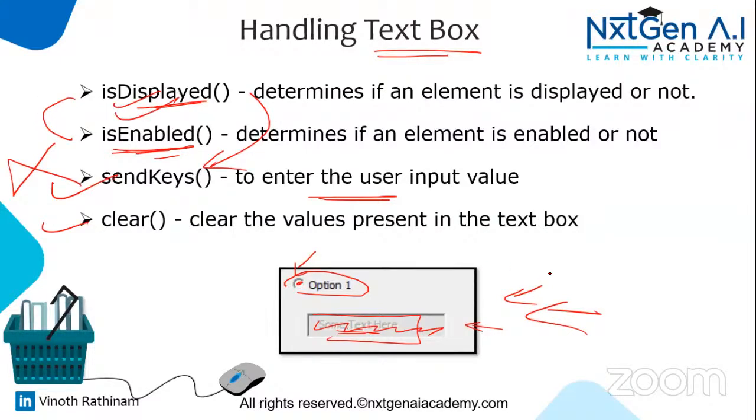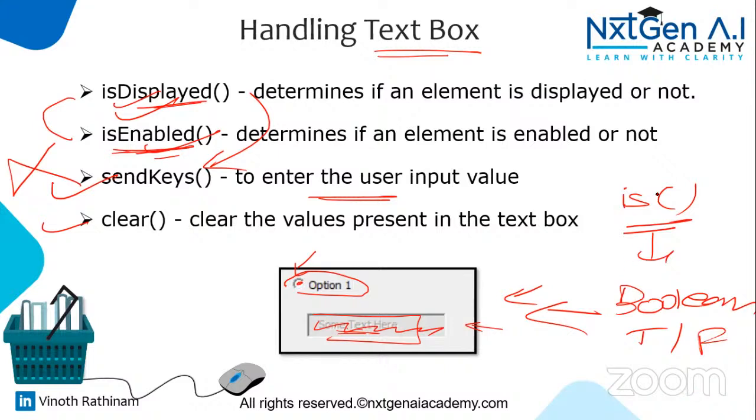But is displayed means it is in the application. Is enabled means it is in the application, and also I can check the status of whether it is activated or not. Yes, it is enabled, so I can do it. And another point, whenever any method starts with is, the output will be boolean, true or false. Remember this also: is enabled, is selected, is displayed. Yes means true. Is this displayed? No, it's not available, then it will return false. Keep this point also.